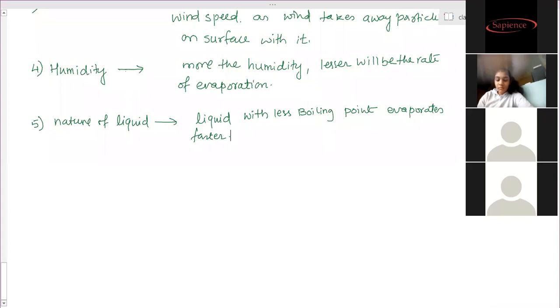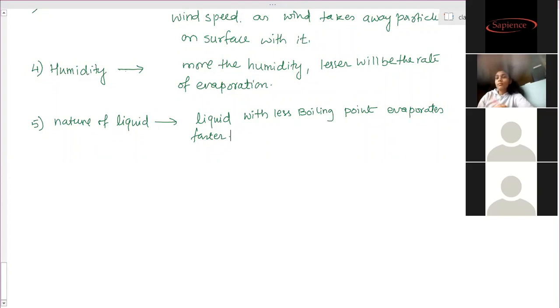Then, when we pour acetone on our palm, we feel chilled. We feel a chilling effect. Ma'am, due to the nature of the liquid. Yes, acetone's boiling point is low, so it evaporates very fast. When it evaporates, it takes a large amount of heat energy from the palm, and therefore we feel chilled, because a large amount of heat energy is used up for the evaporation of acetone.